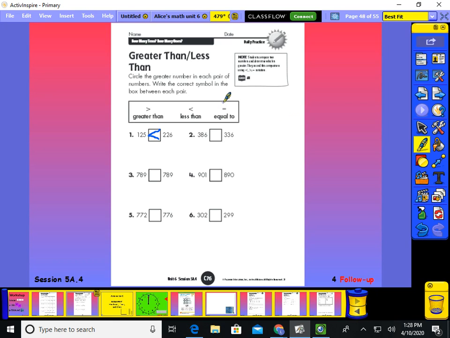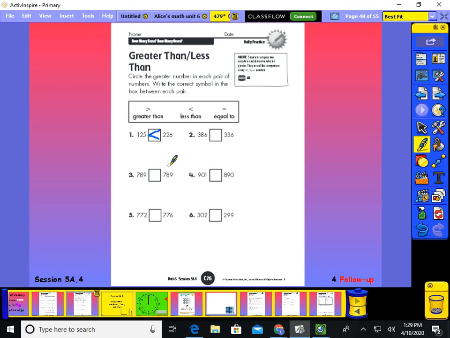Now, teachers teach that all kinds of different ways. Some people say, well, it always points to the lesser number. Some people teach that this is like an alligator mouth and that the alligator always bites the bigger number. However it is taught is fine, as long as the student is remembering the concept.